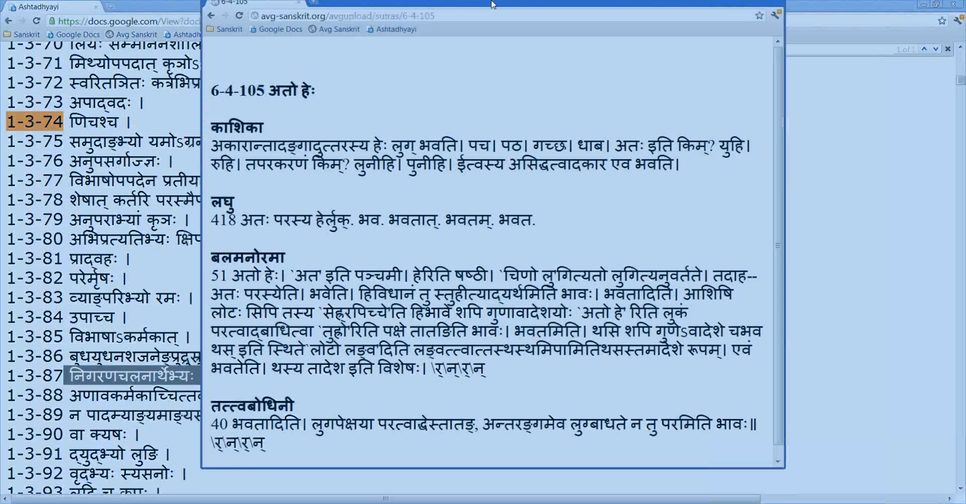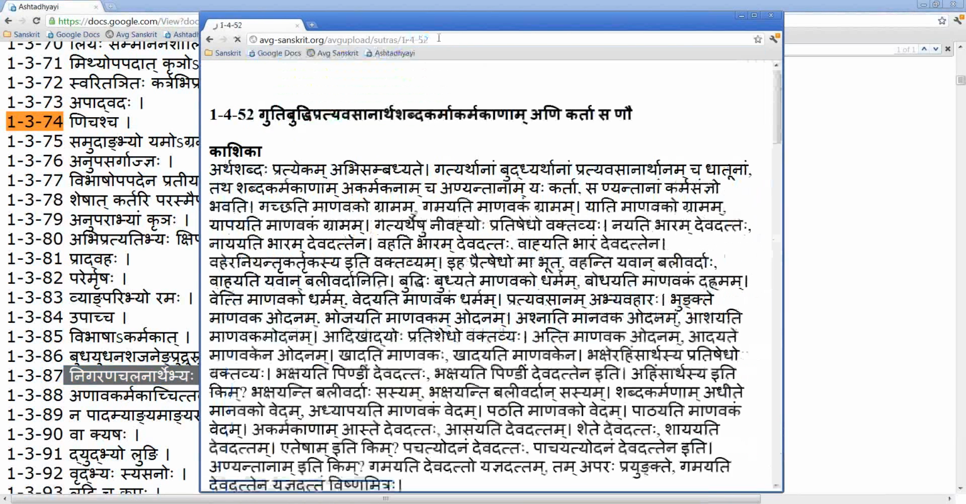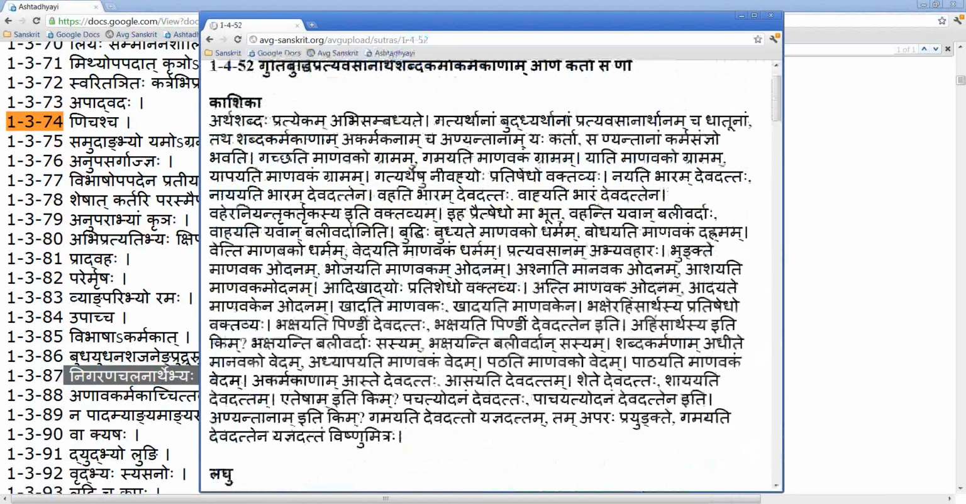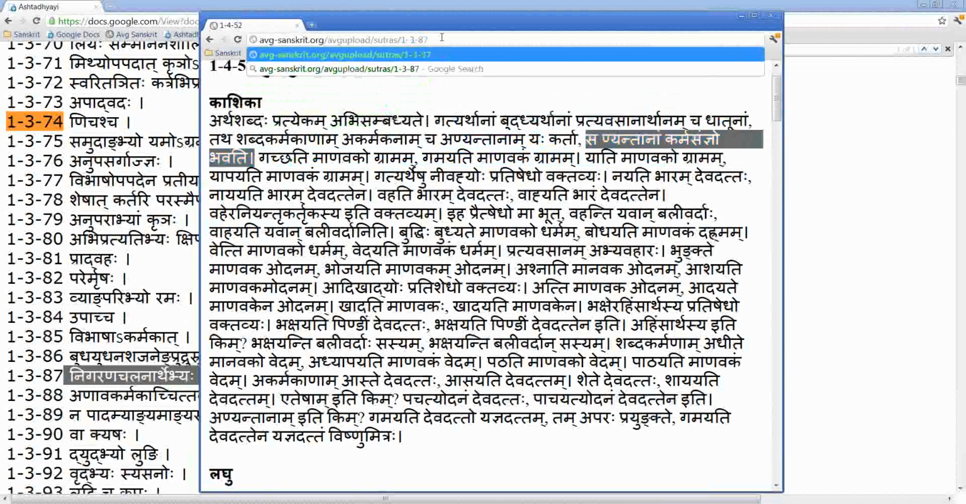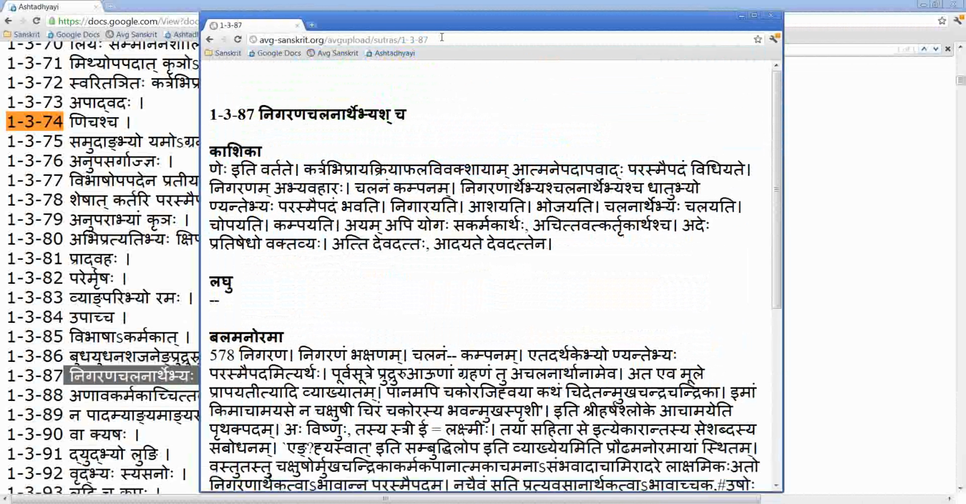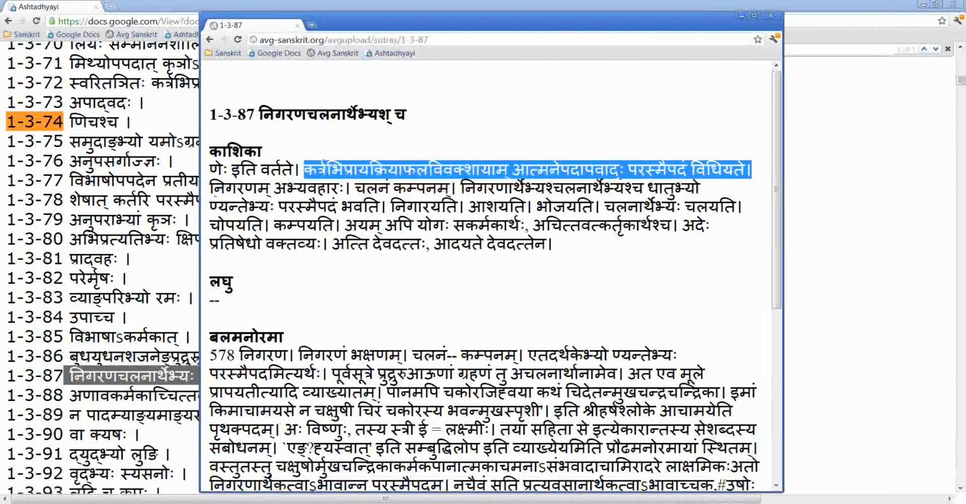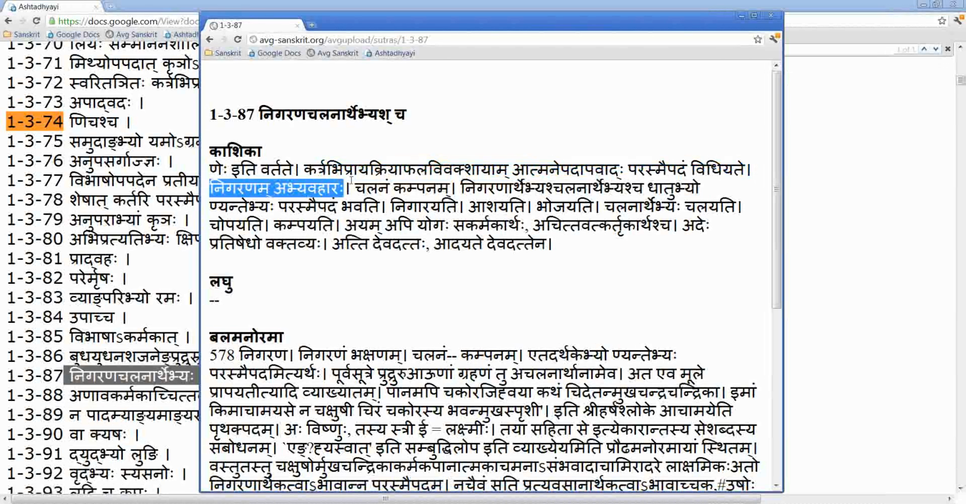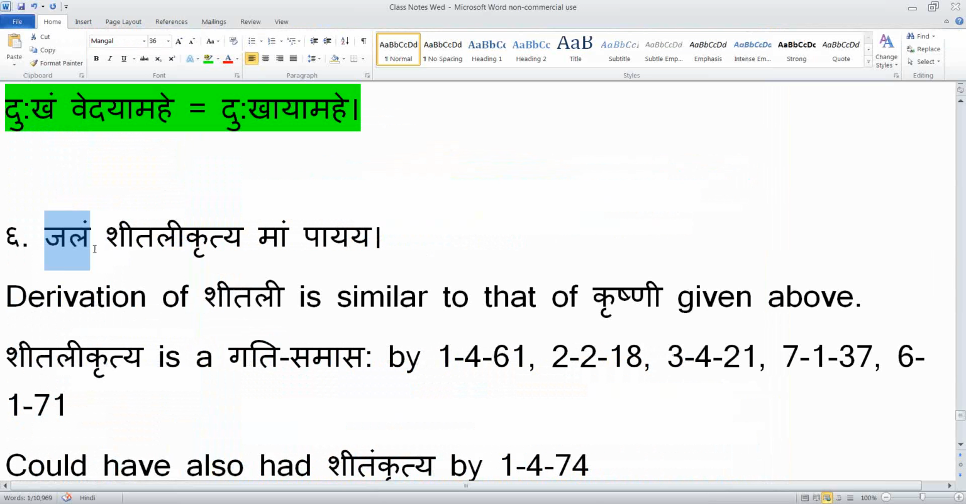So these are the two sutras which you can think about in this example. 1452 says: Gatyarthanam, Buddhyarthanam, Pratyavasanarthanam cha dhatunam tatha shabda karmakanam akarmakanam cha anyantanam yah karta sah nyantanam karma sanya bhavati. So that's one thing. And the second thing we saw is 1387, from Anudartha 1312 up to the end of 13, where Panini talks about which will take parasmaipadam and which take atmanepadam. So it says: Nigarana Charanarthebhya kartavipraya kriya phala vivakshayam atmanipada apavadaha parasmaipadam vidhiyate. Nigaranam abhyavaharaha, means consuming. Chalanam. Nigaranarthebhyash chalanarthebhyascha dhatubhya nyantebhya parasmaipadam eva bhavati. Parasmaipadam. So 1387, 1450.